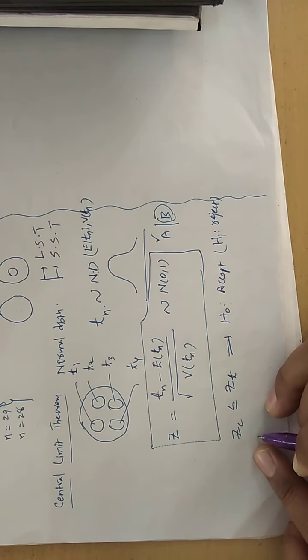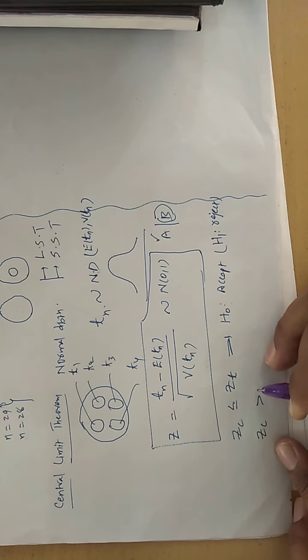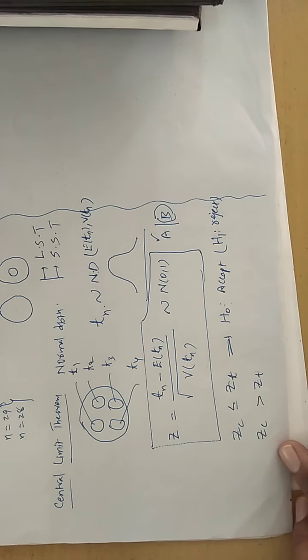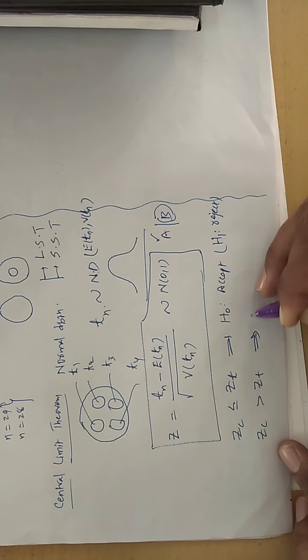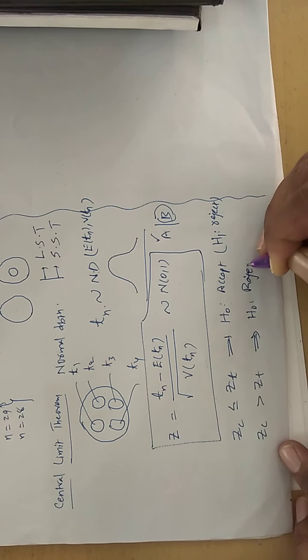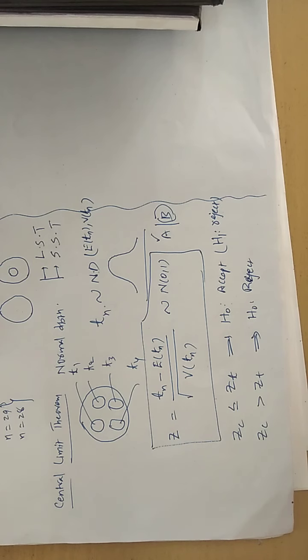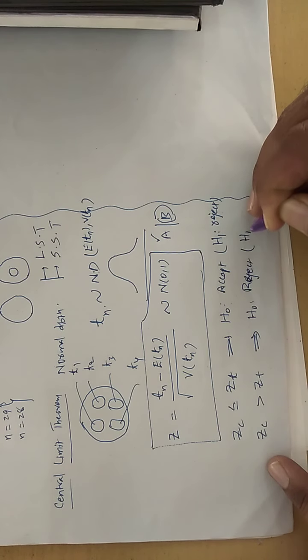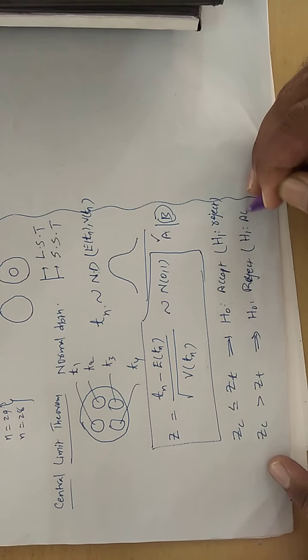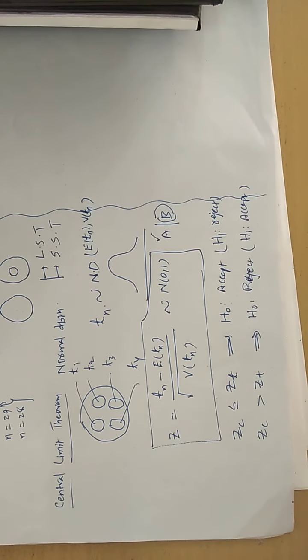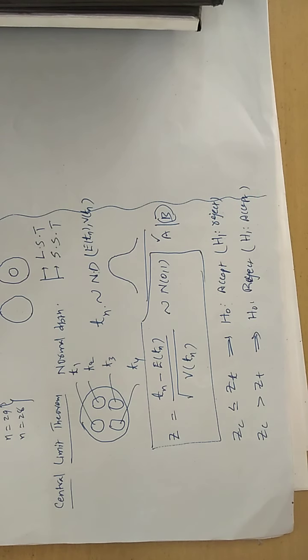Same way, what is the one more decision you are going to make? If ZC is greater than ZT, then what is the decision you are going to make? You are going to reject the null hypothesis. Indirectly, you need not say it, you are going to accept the alternative hypothesis. So this is what we call the testing procedure.